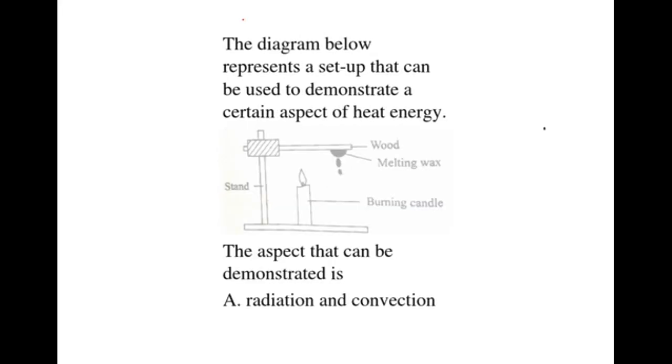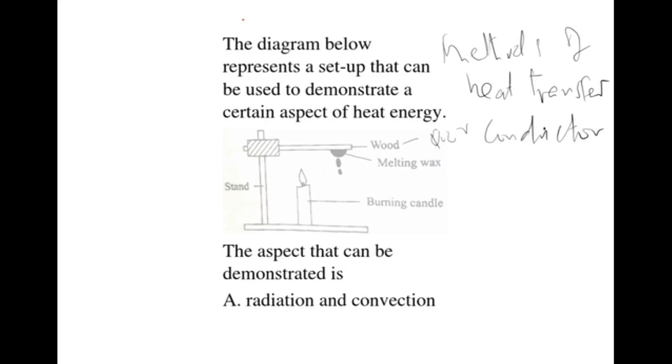The diagram below represents a setup that can be used to demonstrate a certain aspect of heat energy. We have wood, melting wax, burning candle, and then stand. The aspect that can be demonstrated is methods of heat transfer. Looking at the diagram, we have the source of heat, which is our candle here. So here we have wood. It is good to note that wood is a poor conductor of heat.